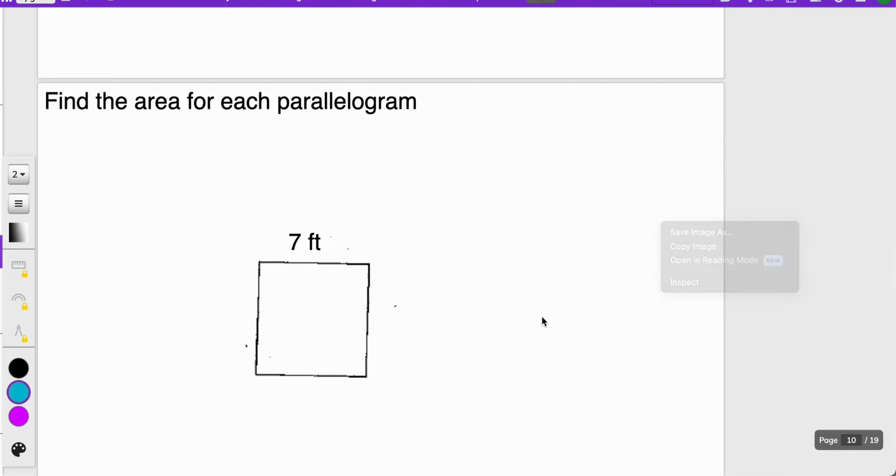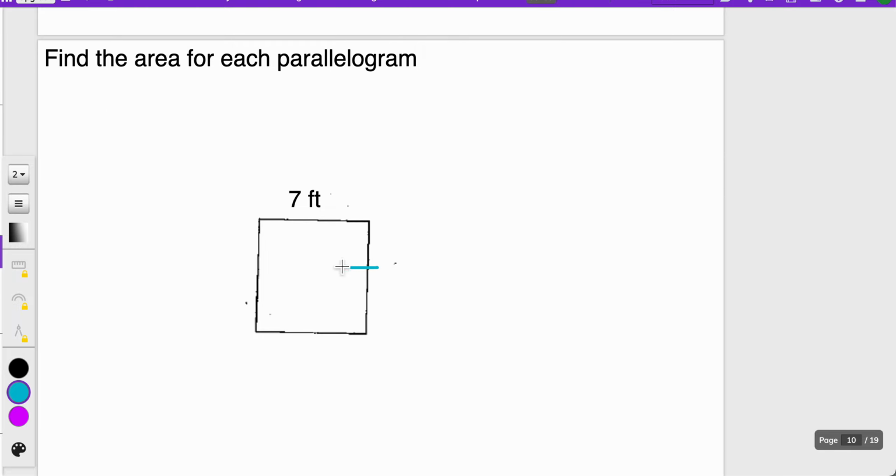This one is shown as a square, so we know that all sides are the same. So you could actually use the area for a square, which is s squared, or side squared. Base times height still works here. You just know base and height are the same thing. Essentially, we're just going to do 7 squared, which will give us 49 feet squared.